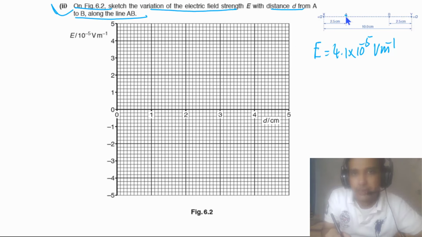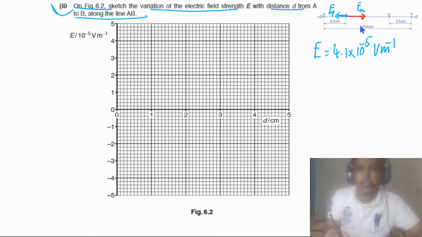Now we need to understand what happens if we move from A to B, so let me use two different colors. At point A, there is an electric field due to the charge at X, and an electric field at A due to the charge at Y. So this electric field is EY and this electric field is EX. If we move from A to B, EX will decrease because the distance from Q is increasing, and EY will increase.